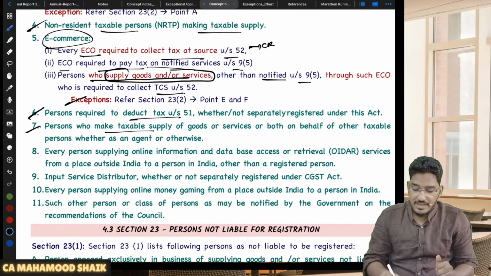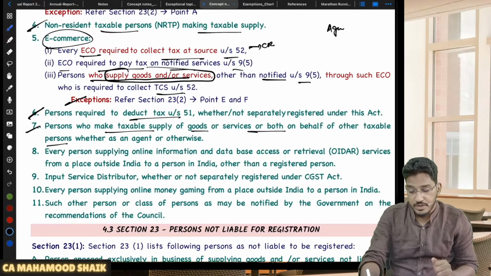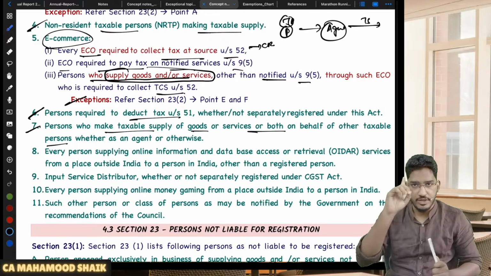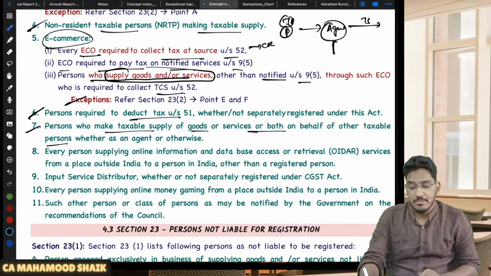Next, persons who make taxable supplies of goods or services on behalf of other taxable persons. That means if you are an agent, if you are making a taxable supply on behalf of a principal who is a taxable person, then you will be liable for compulsory registration. One point you have to keep in mind here, which agents are liable for compulsory registration?